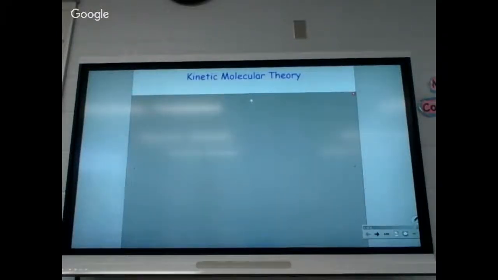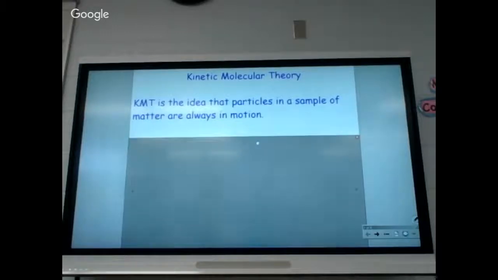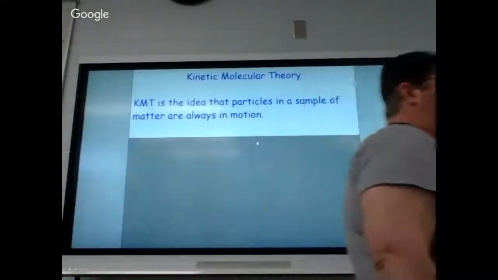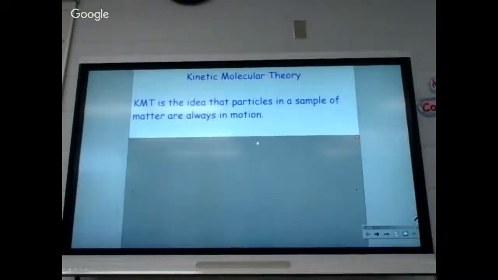Okay, let's look at KMT, or kinetic molecular theory, is the idea that the particles in a sample of matter are always in motion. All right?